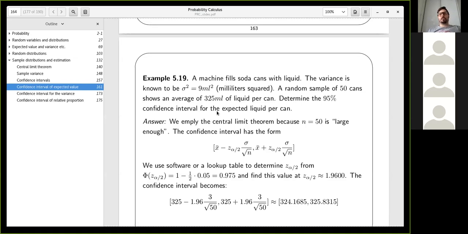So this can be transferred to the other direction, saying that we conclude there is about a 95% chance that roughly in this region is where the actual expected value of the amount of liquid that is put in the cans is. But this hinges on the assumption that this is the probability under the assumption that everything is well designed here.